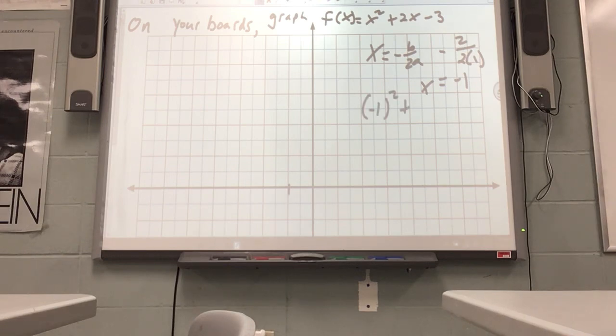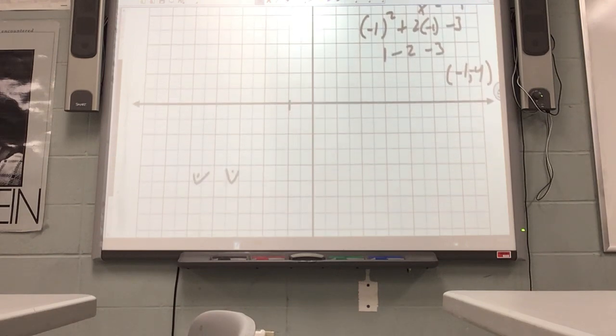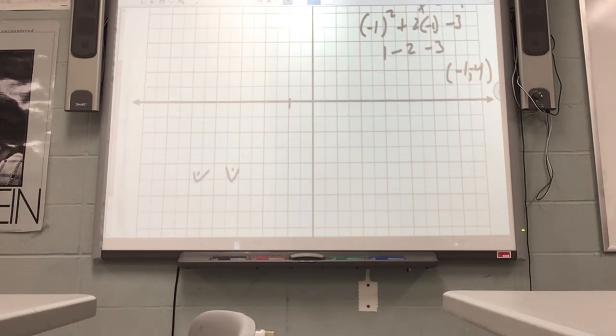negative 1 squared plus 2 times negative 1 minus 3. So it's 1 minus 2 minus 3. So 1 minus 2 is negative 1. Negative 1 minus 3 is negative 4. So I have a vertex at negative 1, negative 4. And that looks like what y'all have all got, so that's pretty good stuff. So I'm going to go left 1, erase those little things I didn't circle a second ago, and down 4. 1, 2, 3, 4. Okay.